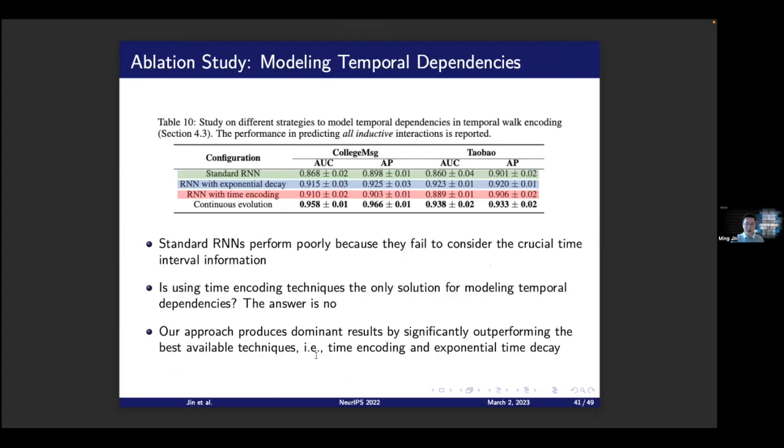Okay, and here is another ablation study focusing on the modeling of the temporal dependencies. Compared with the standard RNNs, our method can bring significant improvements, because the standard RNN, as I mentioned, cannot consider the crucial temporal interval information. This information is quite essential when formulating the dynamic graph motifs, or say the dynamic graph patterns, so we cannot neglect it. And compared with other popular designs, whether the exponential time decay or the time encoding, they cannot effectively model such temporal dependencies. We can see that there remains a significant performance gap between our proposal and those methods that implicitly model the time information.